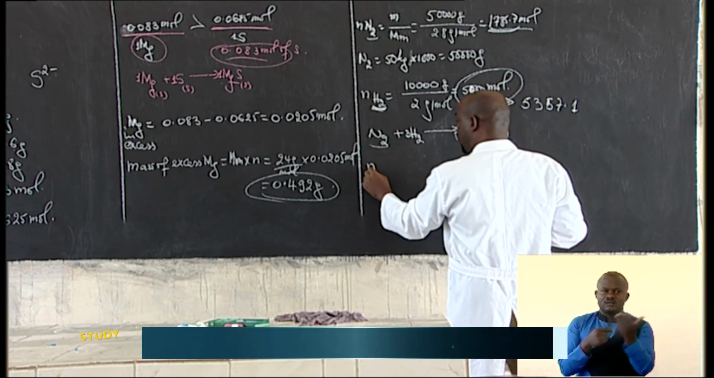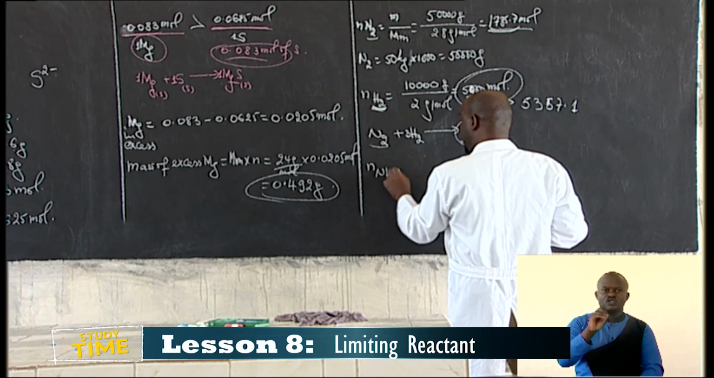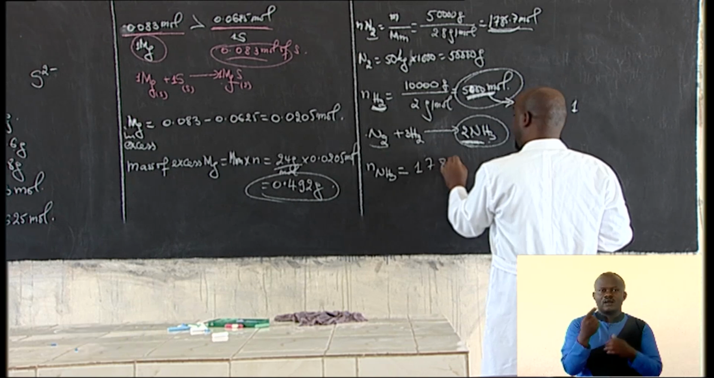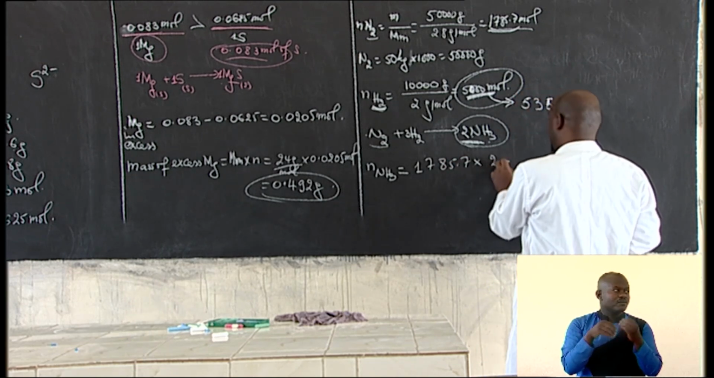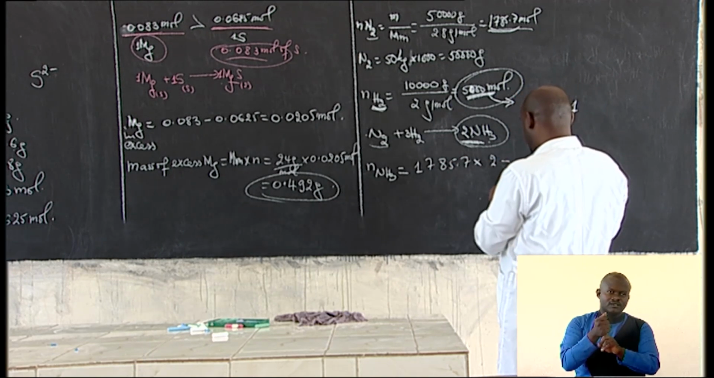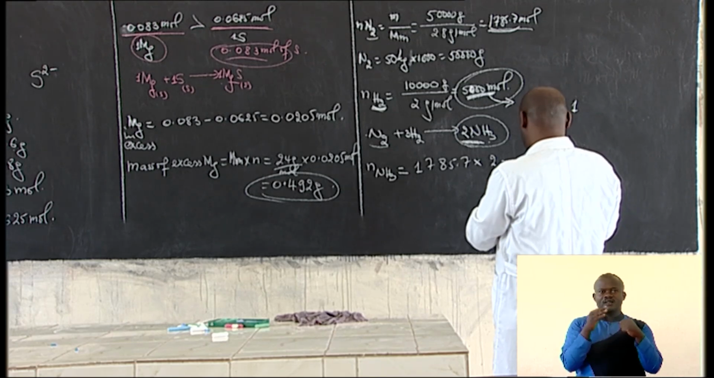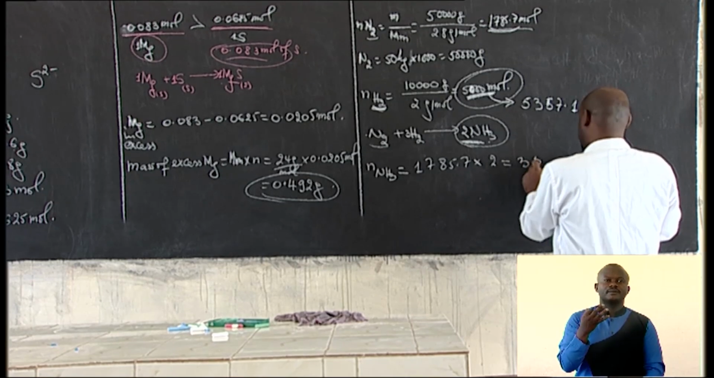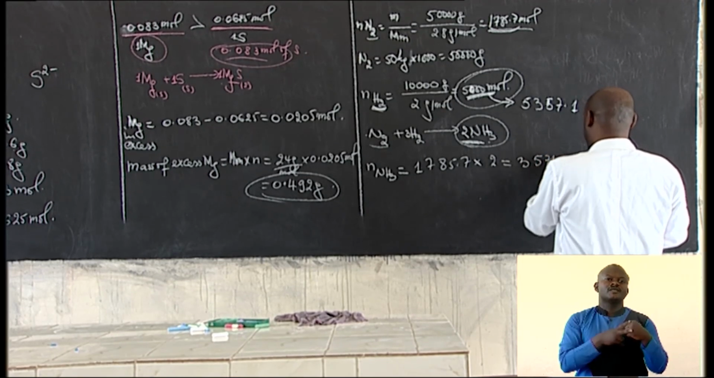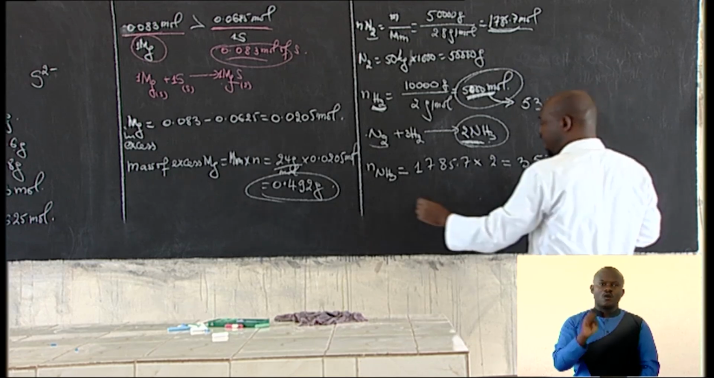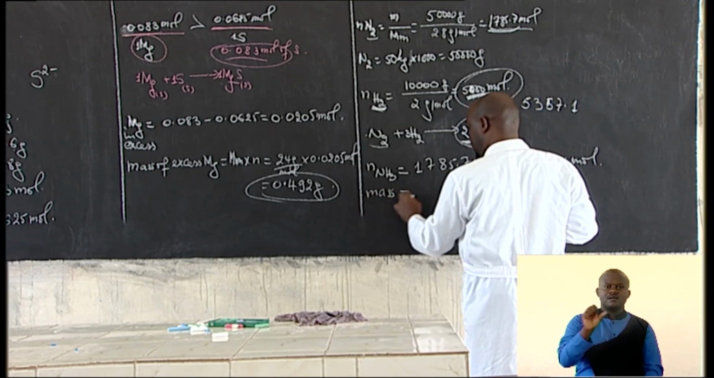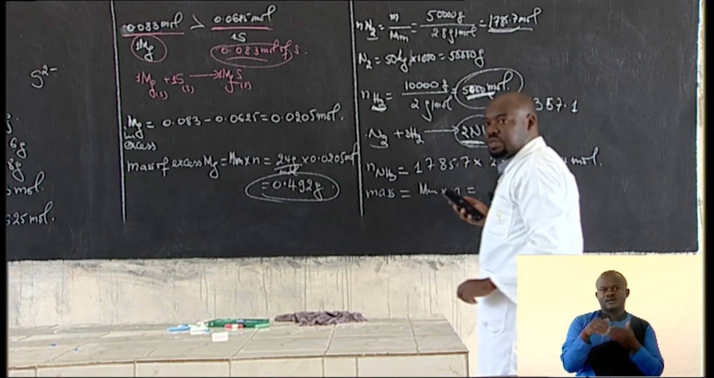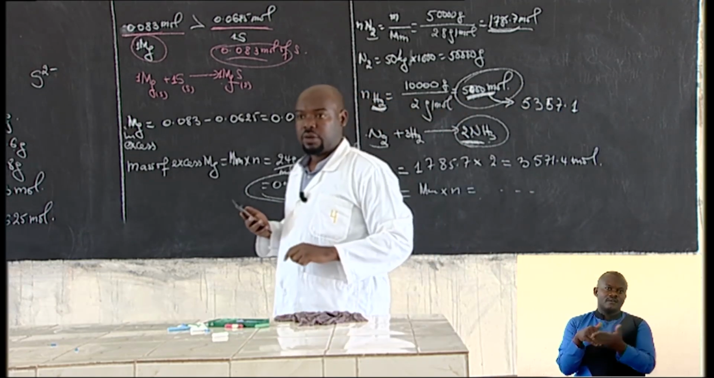So the amount of ammonia produced, 1 mole produces 2, so it's 1785.7 times 2, we get 3,571.4 mole. And the mass, we know this, it's molar mass times n. You can substitute and work it out.